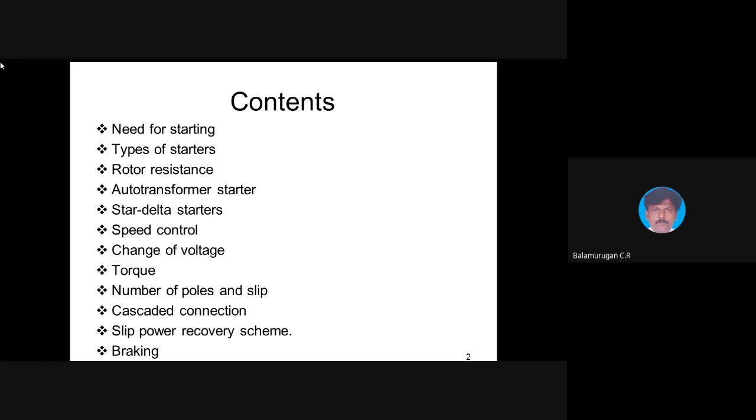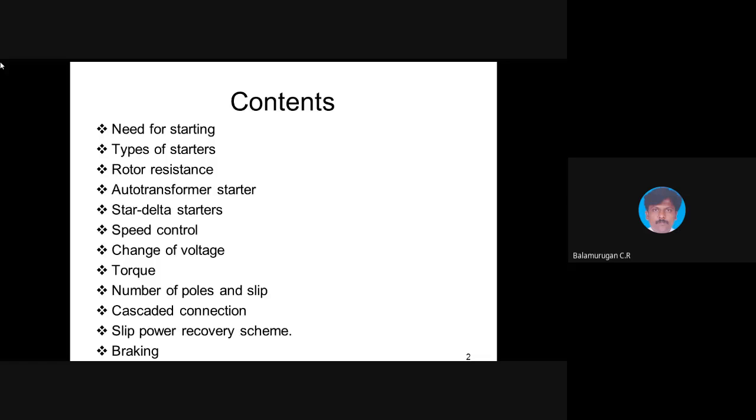Similarly, in the case of the induction machine, we have two types of machines: one is squirrel cage, another is slip ring. We already know them. You will know the advantage and disadvantage of both cases. What is the advantage of squirrel cage? What is the advantage of slip ring? And what is the disadvantage? Everything you know. So here, how are you going to start?